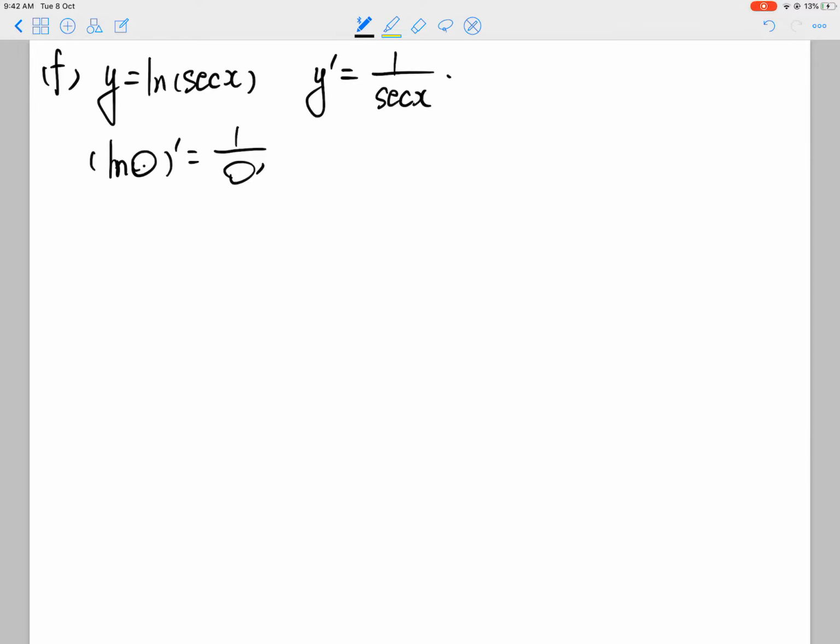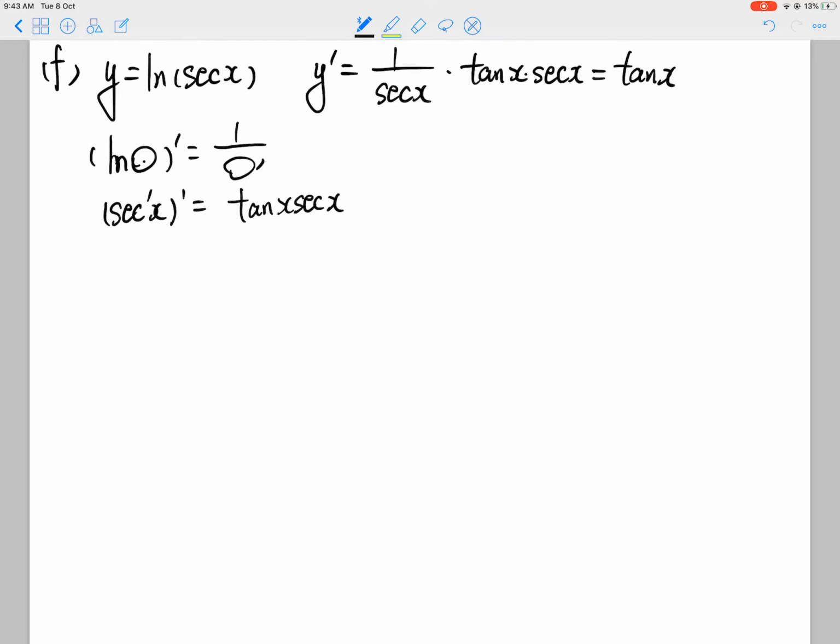Then you just ignore ln. What is secant x's derivative? It is secant x tangent x. So the result is tangent x. Okay, so here it is f. Part G: ln of secant x plus tangent x.